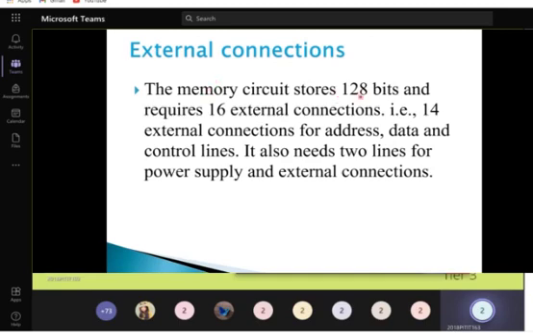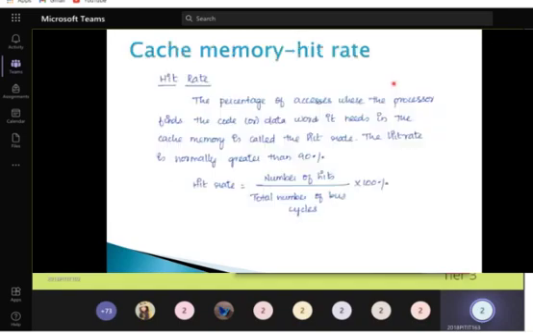So the memory circuit stores these 128 bits, and it requires 16 external connections: 14 external connections for address, data and control lines, and 2 lines for power supply. So this is about the external connections present in that memory technology.